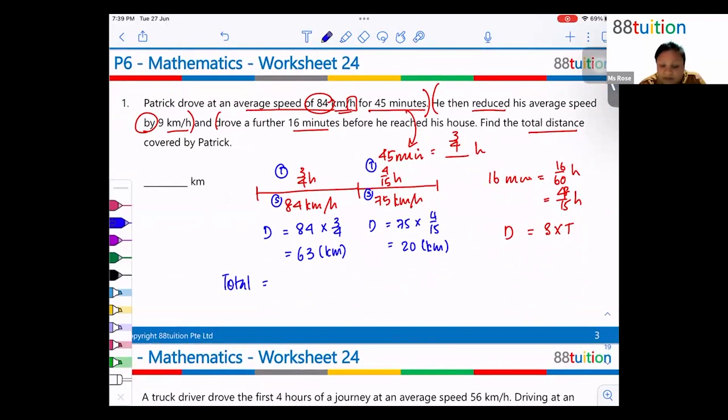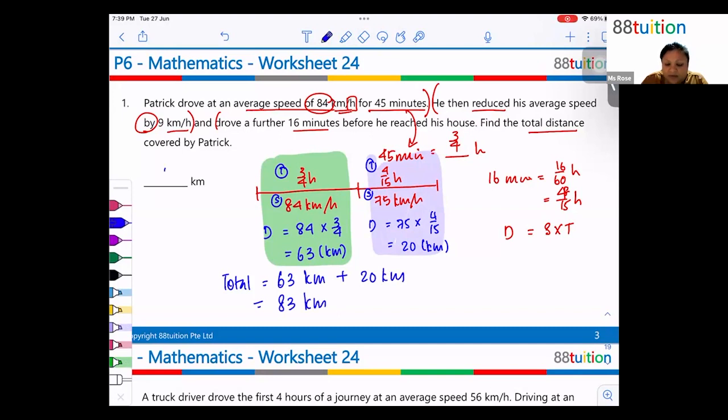So the total distance would be, remember, if you have this information, do it this way in 2 parts, and you'll be able to find your distance. You have to do it in 2 parts. So total distance will be 63 and 20 to give me 83 kilometers.